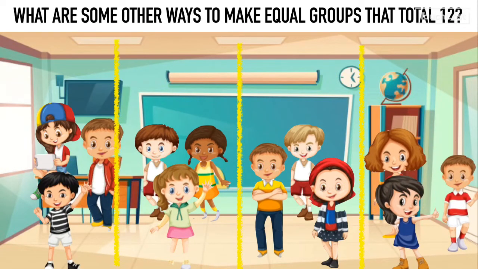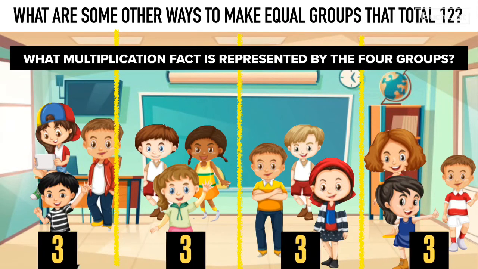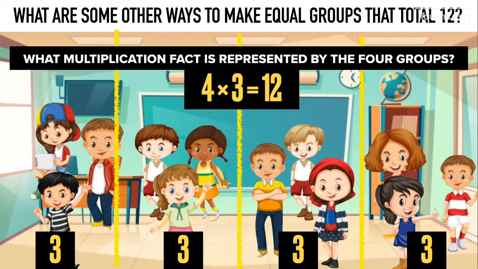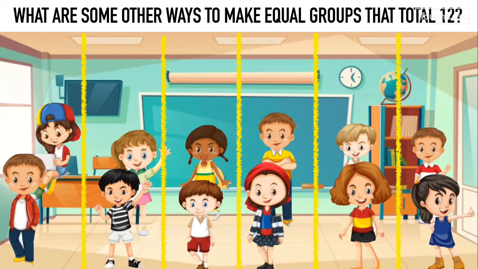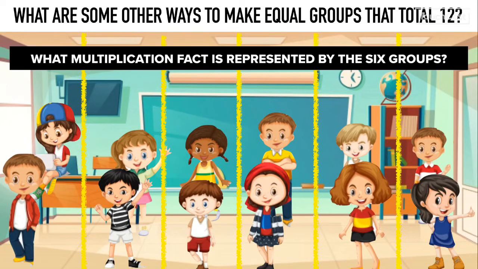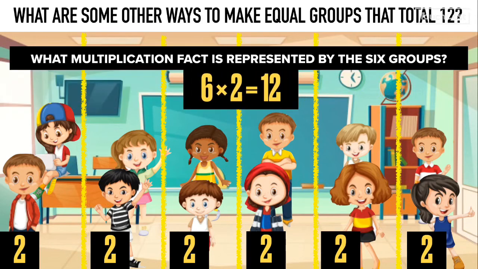Another way to organize them to make it 12. Let's see. 4 groups of 3. 4 times 3 is 12 too. Another way to get 12 is dividing them in 6 different groups. We have 6 groups of 2. 6 times 2 gives us 12.